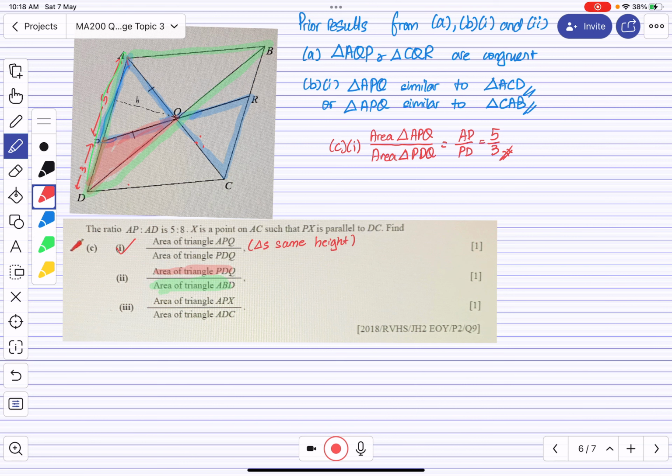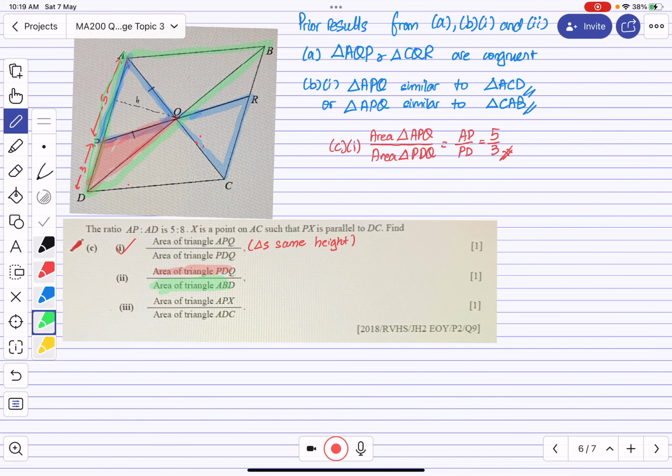When we observe this, these two triangles don't really seem related. So I ask myself, is ABD related to anything else? If we cannot find a relation between the two, we try to find interbridging triangles in between. So what can ABD be related to? ABD can be related to DAQ. Why is it related to DAQ? Again, because there are two triangles with the same height.